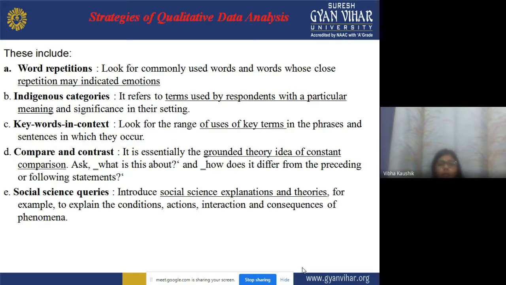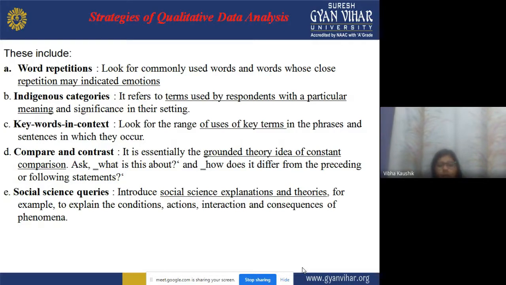Now, strategies of qualitative data analysis include word repetitions. Look for commonly used words and words whose close repetitions may indicate emotions. Indigenous categories refers to terms used by respondents with a particular meaning and significance in their setting. Keywords in context: look for a range of use of key terms in the phrases and sentences in which they occur.